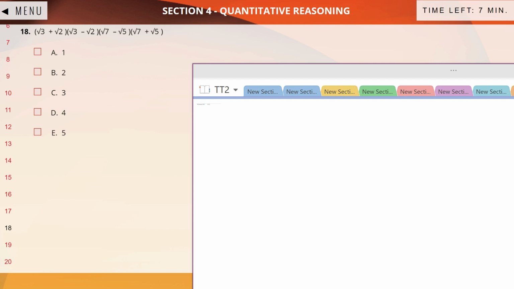But look what happens if you recognize the difference of two squares. See those first two brackets? It's actually a plus b and a minus b. So when I times them out, I don't even need to do it. It becomes a squared minus b squared, which in the case of root 3 and root 2 becomes 3 minus 2, which is 1. So that entire first double bracket just becomes 1.